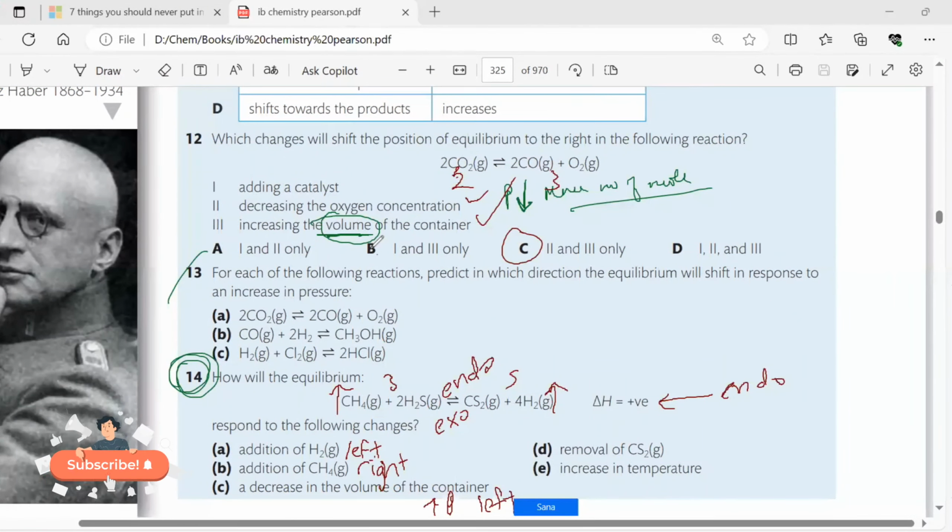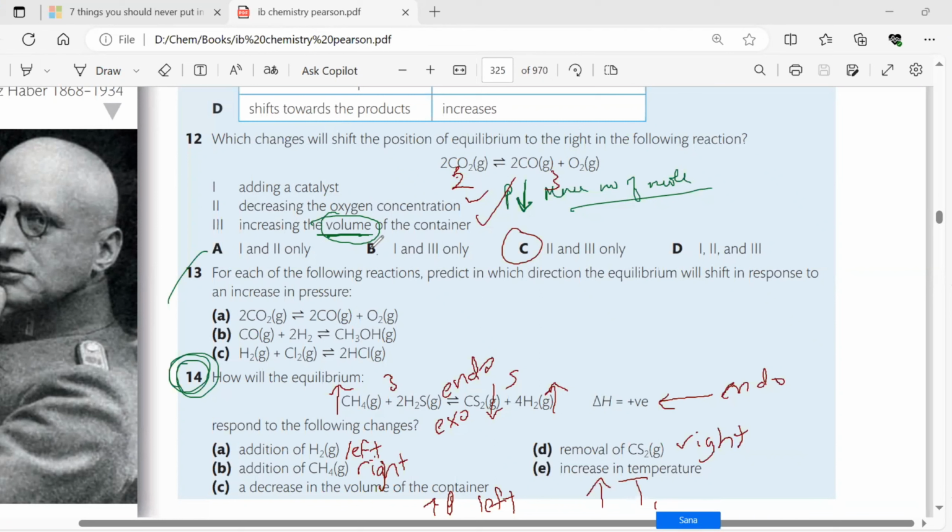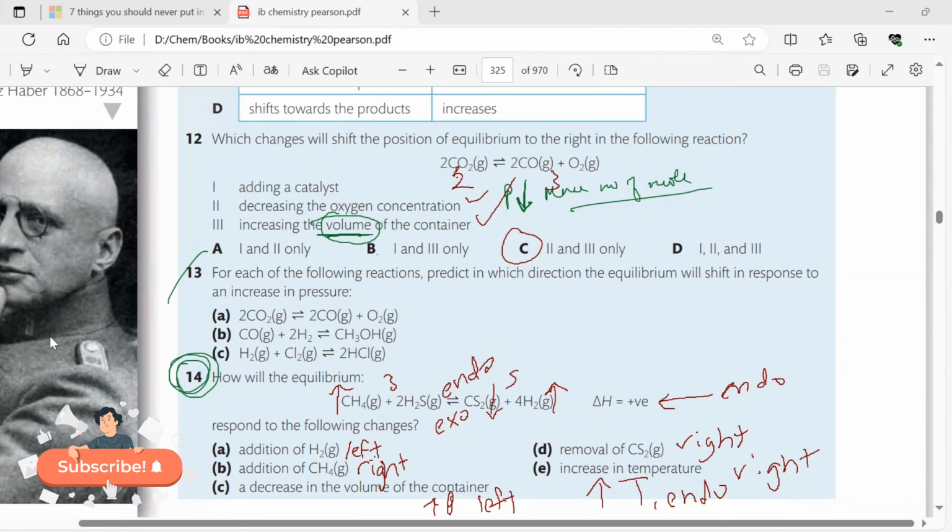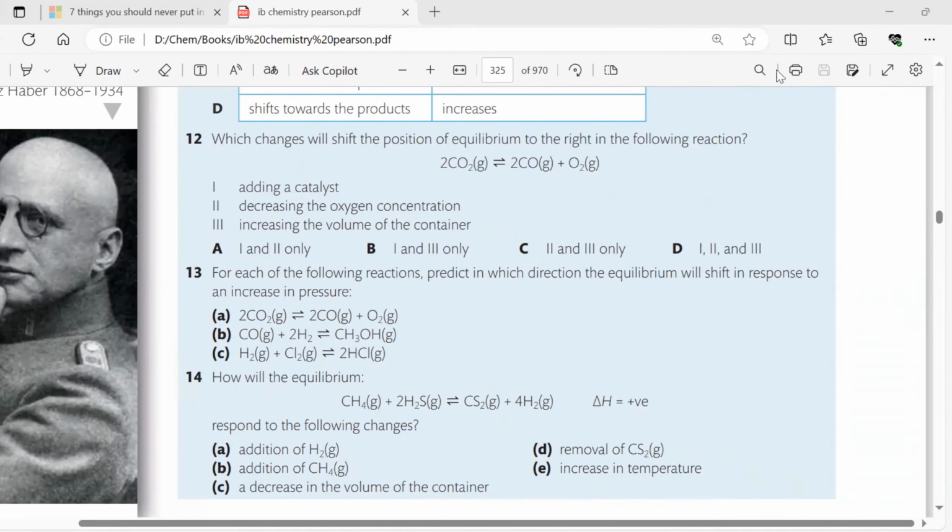There's a removal of S2, so decrease, which means you'll go to the right. And then there's an increase in temperature. When there's an increase in temperature, it favors the endo reaction, so it'd be the right. Perfect. Is it clear now? Okay. Now you have completely got a grip of this chapter. So this is the equilibrium portion, right? We have completed it.